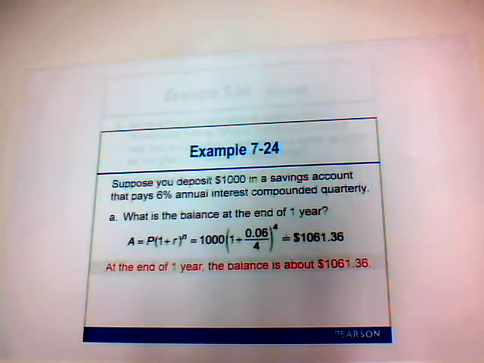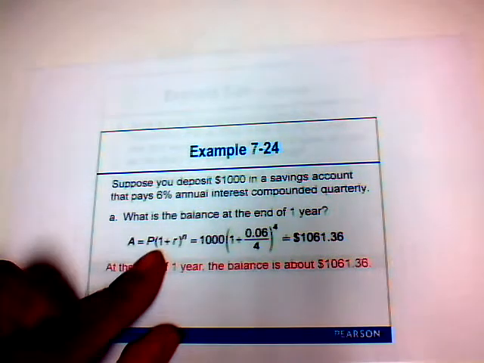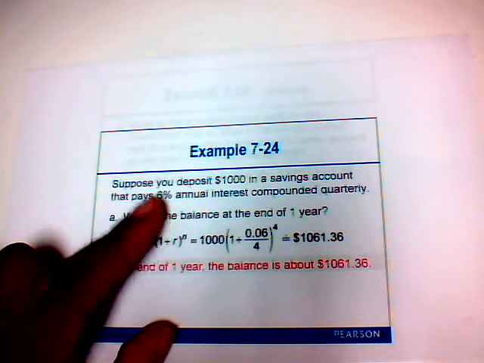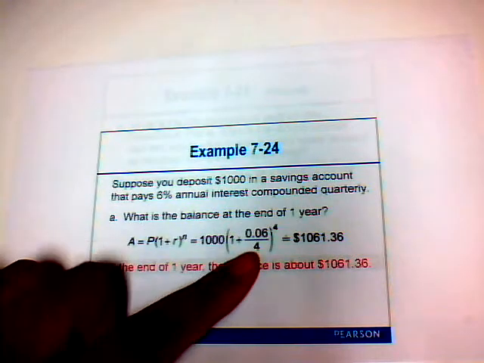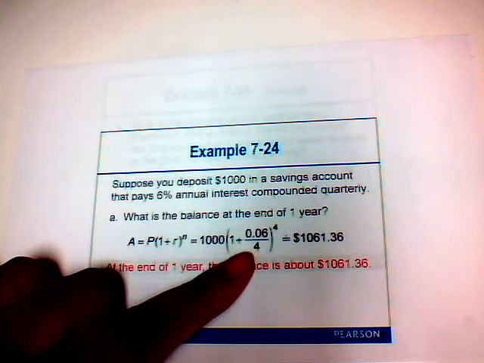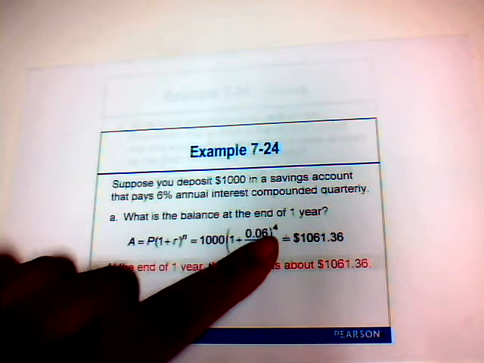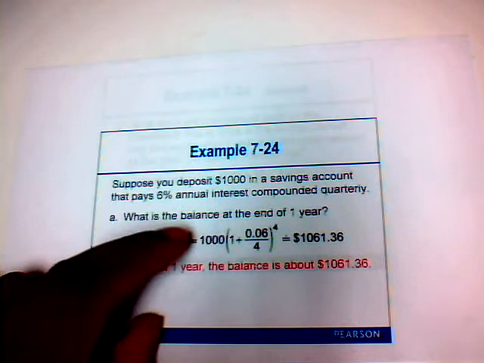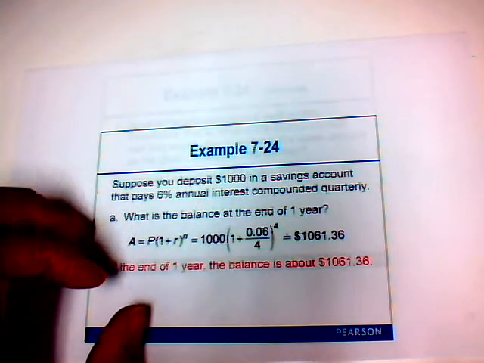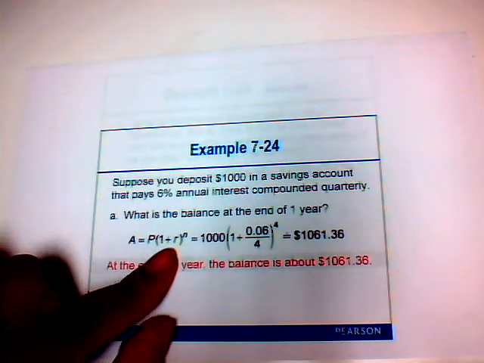Let's look at this example. Suppose you deposit $1,000 in a savings account that pays 6% annual interest compounded quarterly. What is this balance at the end of 1 year? Okay, so in this case here, it's compounded quarterly, so we're going to do 1/4 of 6, or 0.06 divided by 4, as mentioned in this formula. And it's raised to the 4th power. That exponent of 4 tells me that n, that's the number of periods, or compounding periods.